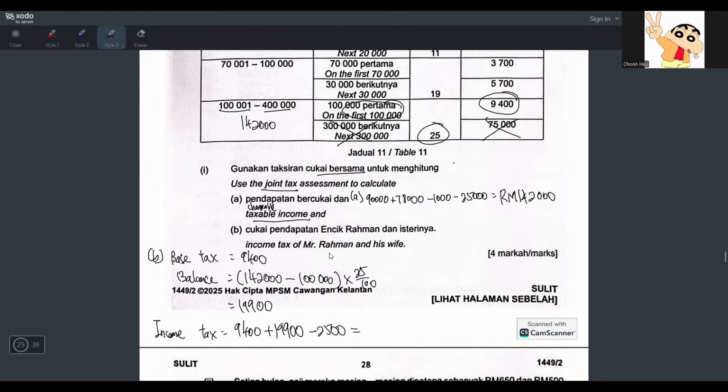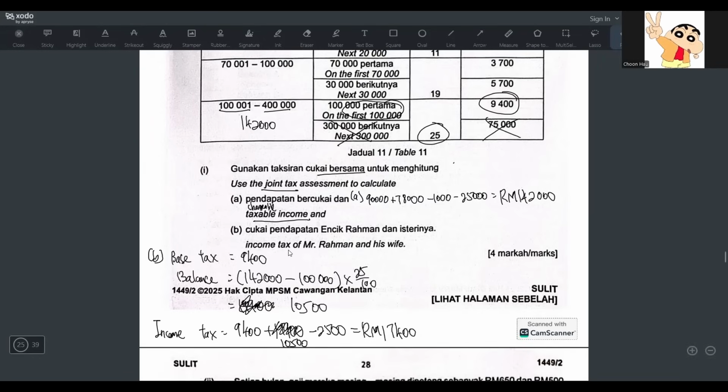Okay. All right, so wait, I think I made a mistake. Yeah, I definitely made a mistake. This one is wrong. Let me press one more time. 100,000 times 0.25. Okay, this one is wrong already, so let me correct myself here. This one is 10,500, and then this is also wrong. It's 10,500. Now answer plus 9,400 minus 2,500. Okay, the answer is 17,400. Okay, so RM 174,000. I mean 117,400.